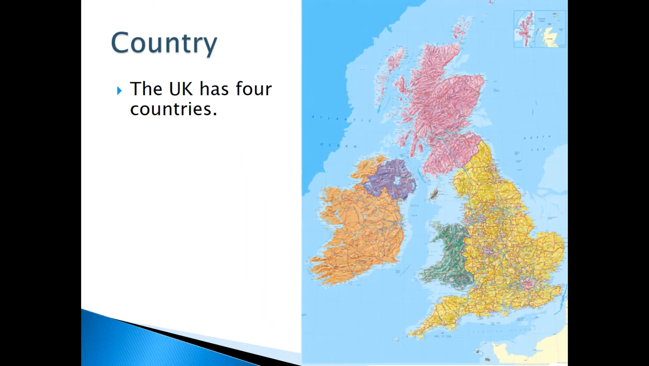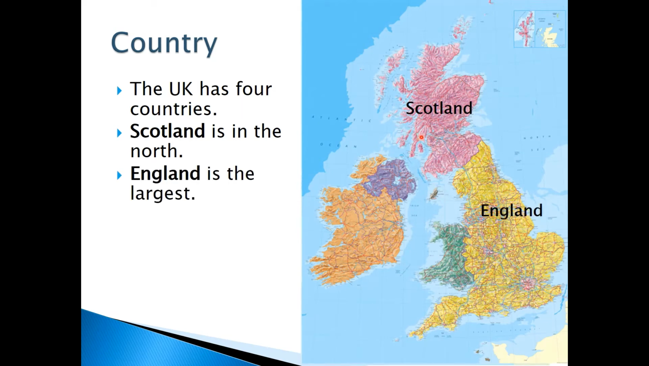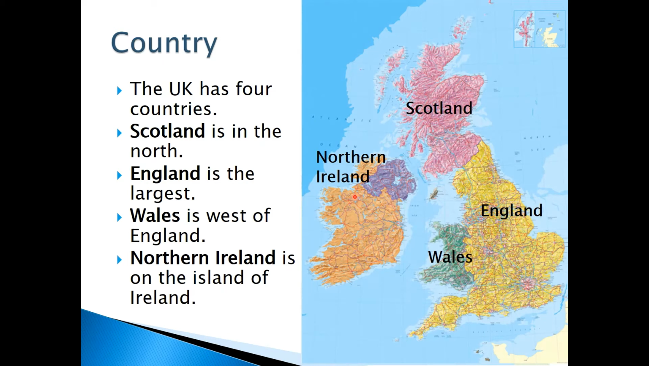The UK has 4 countries. Scotland is in the north. England is the largest. Wales is west of England. Northern Ireland is on the island of Ireland.